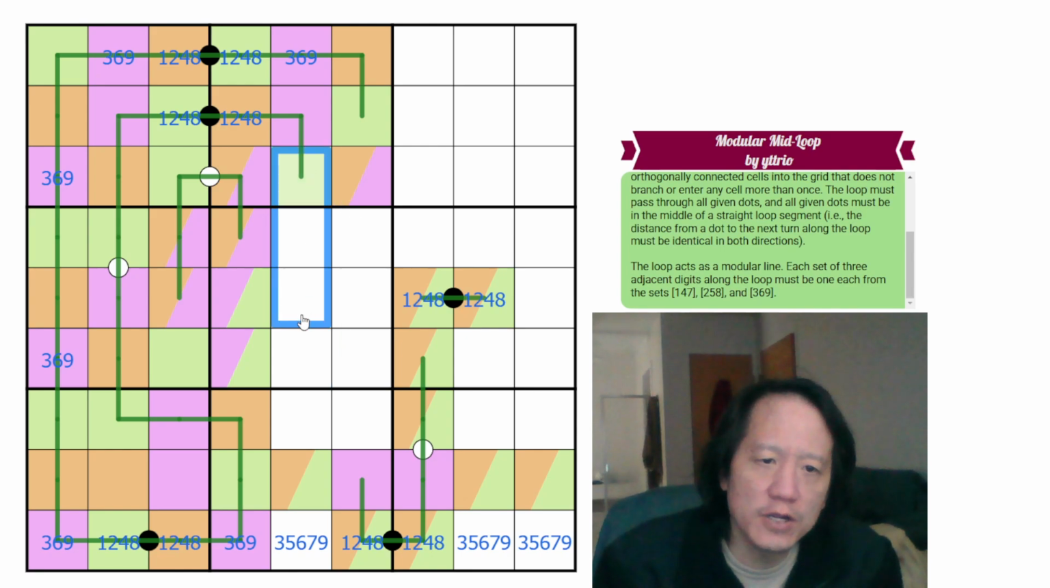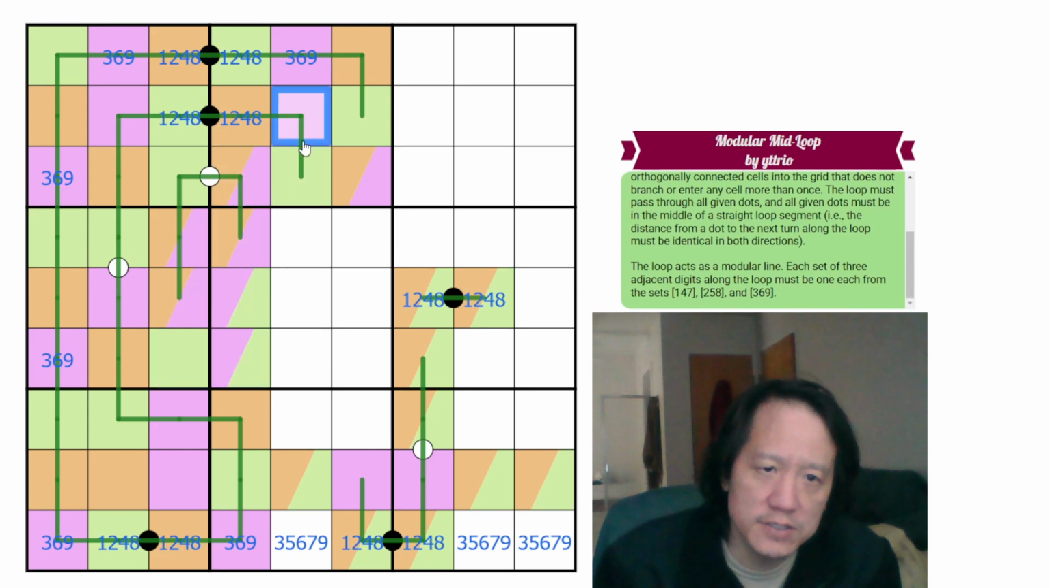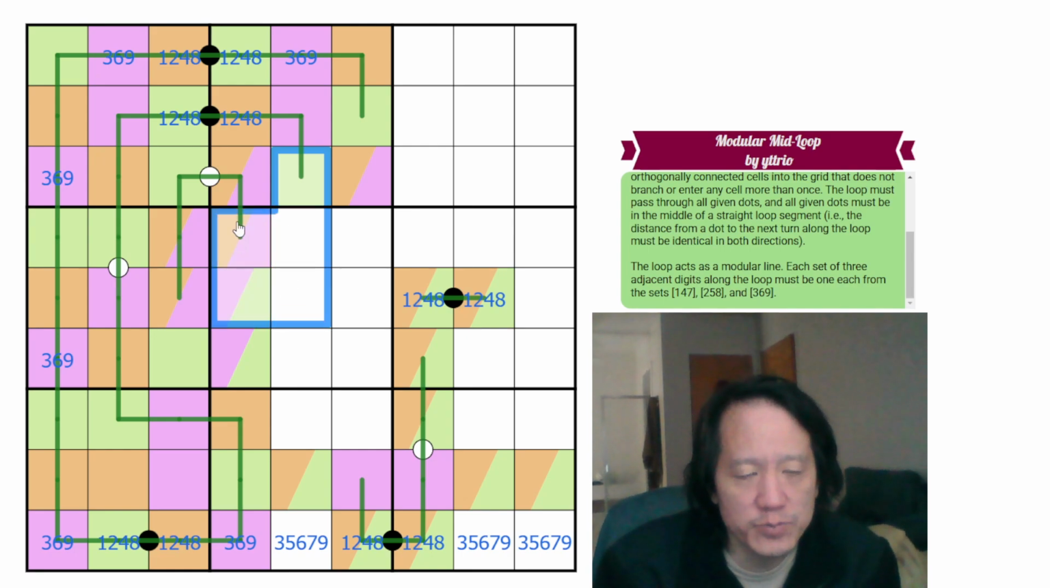So this part can never connect this way, right? This can never go here and connect that way because then it blocks this one. This eventually has to connect to this part, right? This specifically has to connect to this part. So because of that, we know the pattern then would be green, orange, pink.